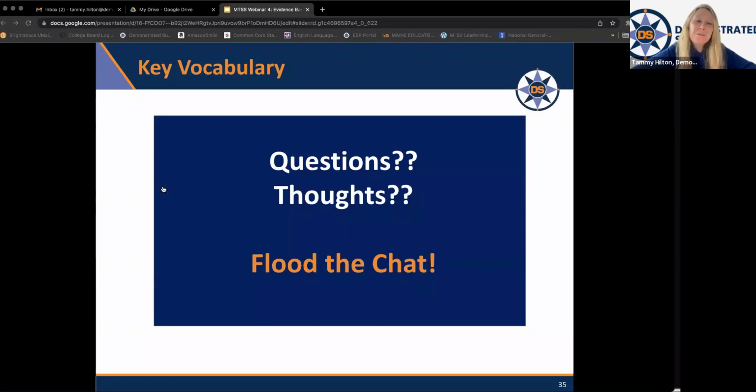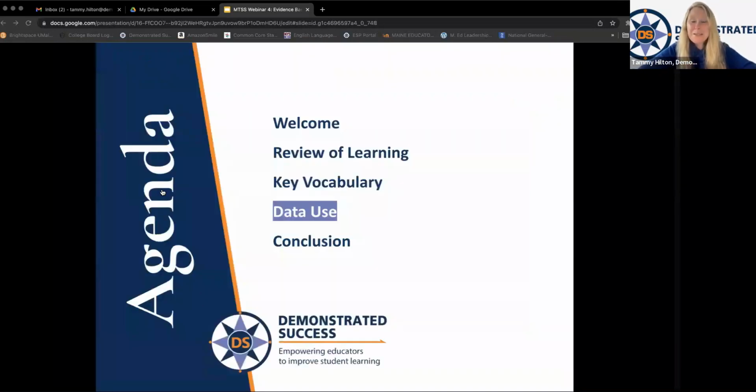But I want you to have all of those terms in mind as I turn it over to Lauren, who's going to talk about data and where this all fits in with accountability and efficacy and fidelity and all of those terms we just talked about. So Lauren, you're up. Okay, thanks.